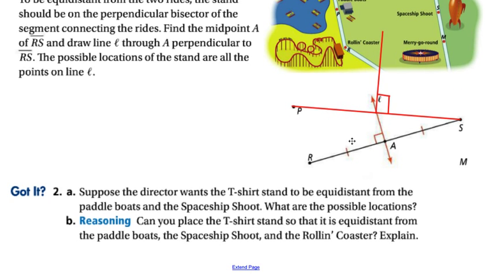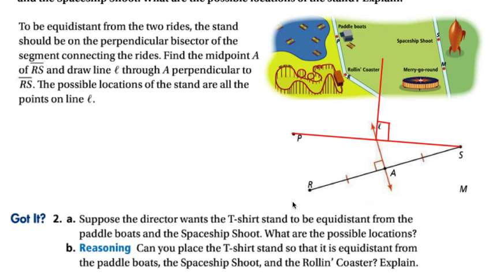Now part B of that says, can you place the t-shirt stand so it's equidistant from the paddle boat, spaceship chute, and roller coaster? Can we have it equidistant from all three? And the answer is yes, we could do that. It would require that it be at the intersection of those two lines. So the original line L and the line that we constructed, that intersection point right there is where the t-shirt stand would have to be. It would be equal distance from paddle boats and spaceship chute, and also from the roller coaster because it's also on this line.